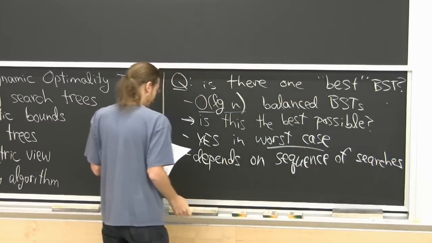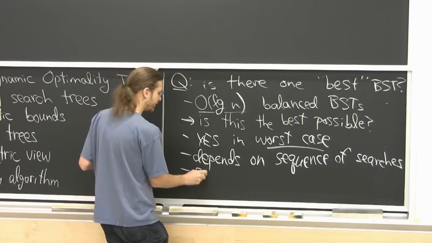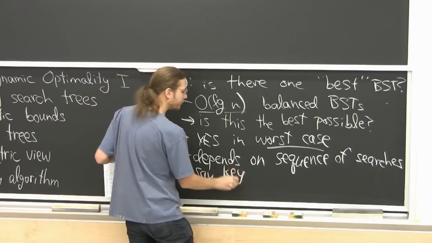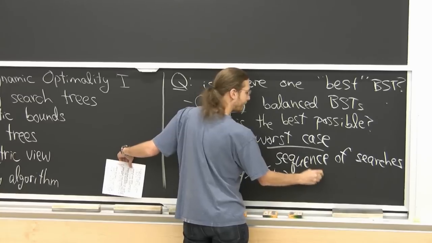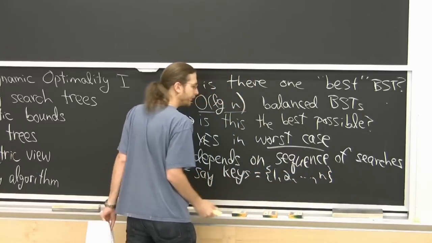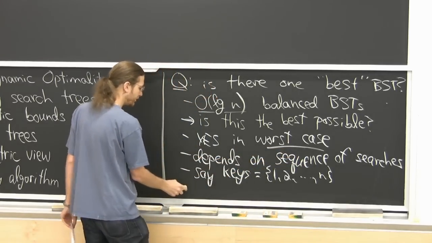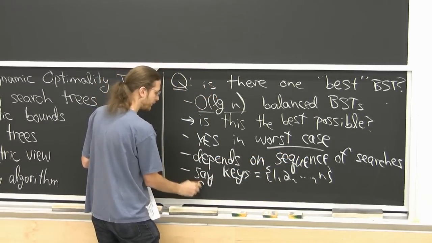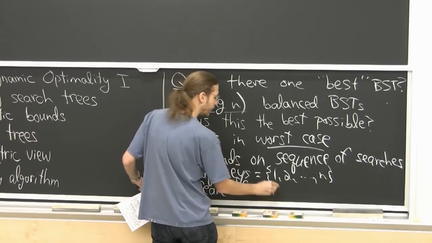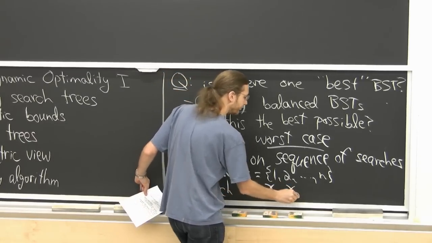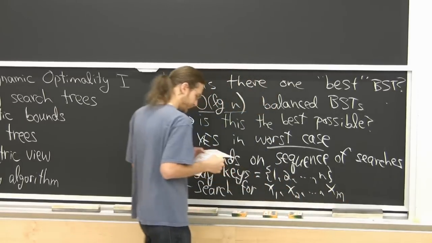So let's say, to make things a little clean, let's assume that the keys we're storing are the integers 1 up to n. So in particular, there's n of them. And really, we just care about their order. So I'm going to relabel them to be 1 up to n. And say we search for x1 first, then we search for x2, and so on up to xm.